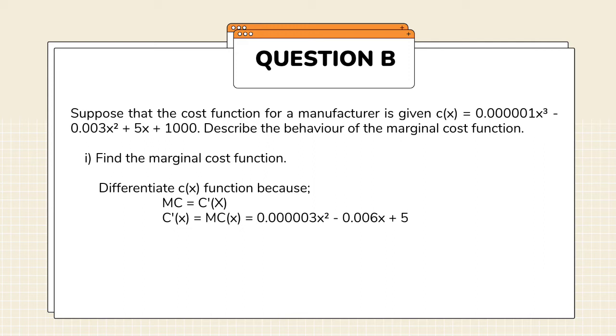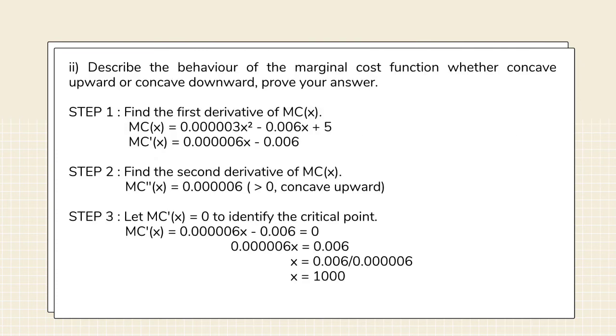What we need to do is differentiate the cost function because we know that C prime x equals MC, and we will get the MC function 0.000003x squared minus 0.006x plus 5. For question B2, describe the behavior of the marginal cost function, whether concave upward or concave downward. The steps are similar to the previous question.